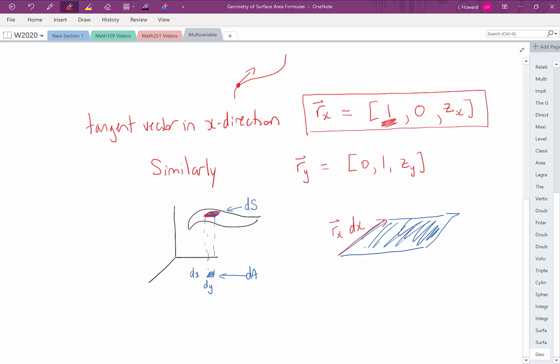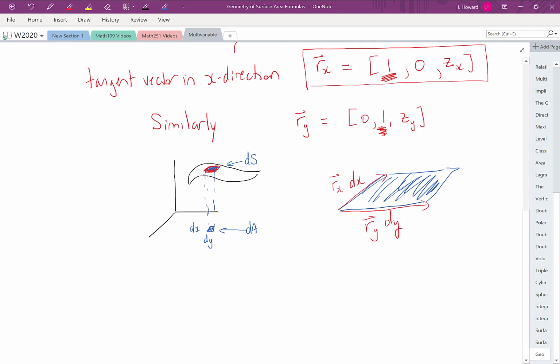Okay, so I feel a little bit better about this parallelogram here because it no longer looks like it's right parallel to the y-axis. So you got change here happening in the y and z direction. And if we ask how long is this side length here of this little parallelogram, well, it has something to do with the tangent vector in the y direction, but it's not quite r sub y because that would correspond to taking a full step 1 unit long in the y direction, and we're not doing that. We're just taking a step of dy in the y direction, so we need to scale that by dy.